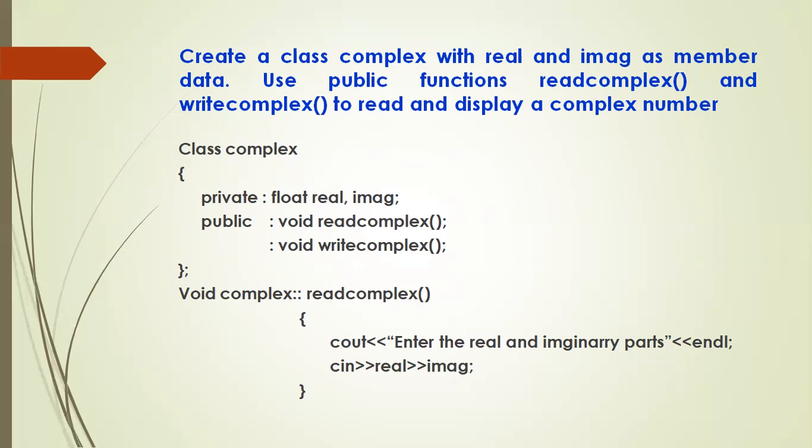The purpose of the read complex function, we know, is to input the value for real and image. So cout: enter the real and imaginary part, cin real and image.